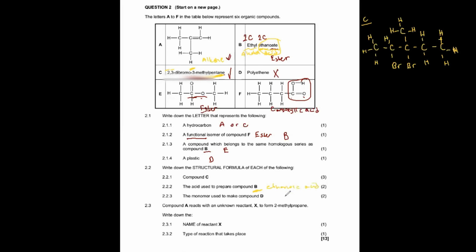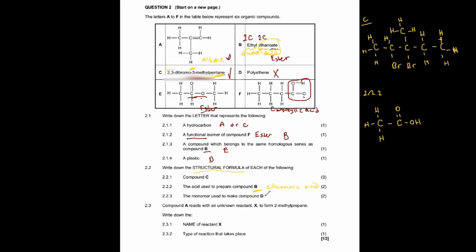But I'm not going to write ethanoic acid because it's asking for the structural formula. The structural formula of this one, let me say 2.2.2, ethanoic acid. Ethanoic acid has 2 carbon atoms. This is my functional group, the carboxyl group, and add the hydrogen atoms. Remember, you never omit the hydrogen atoms. If you omit them, you're going to lose marks.